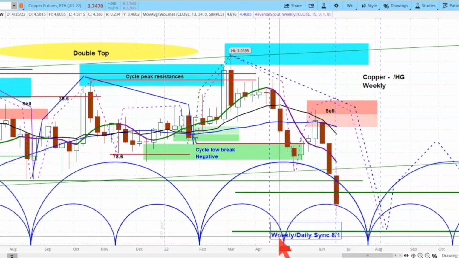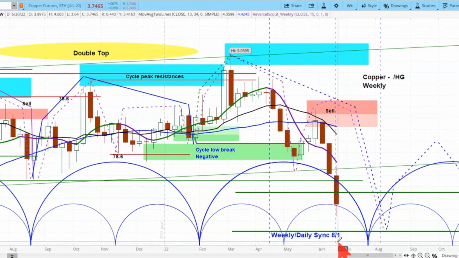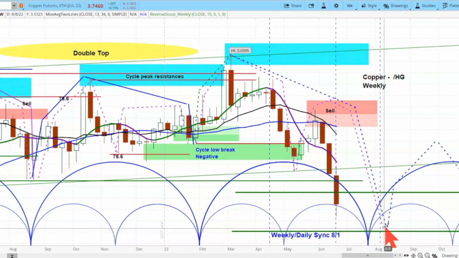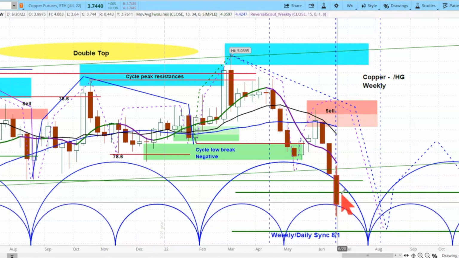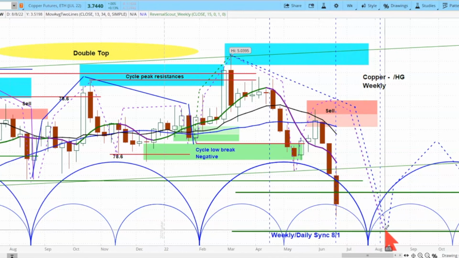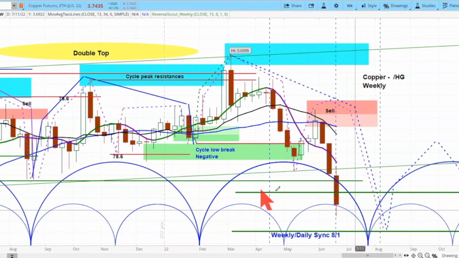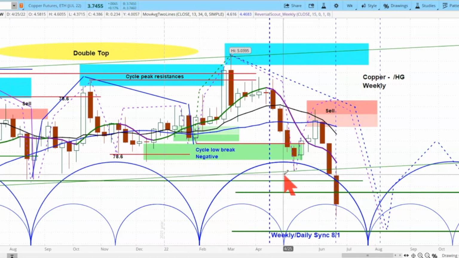Now, there is a synchronicity going on in here that comes out to about August 1st, where the weekly pattern and the daily patterns align. I'm not going to show you the daily, but they do align out there, and that says that right now here we are about 5 or 6 weeks from that time frame where copper is likely to keep going to the downside.